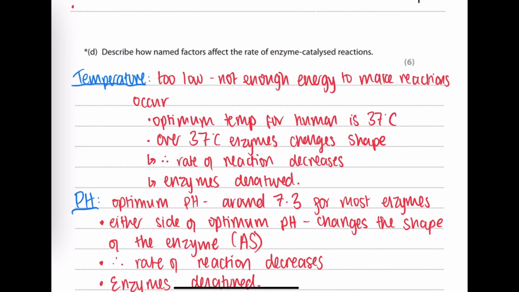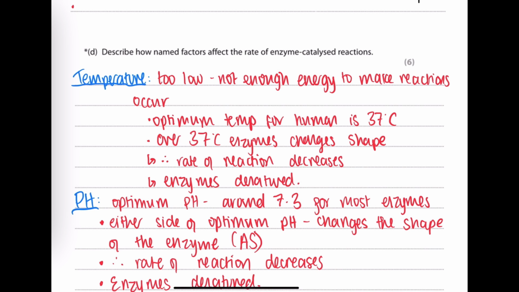D. Describe how named factors affect the rate of enzyme-catalyzed reactions. There are 3 things that affect the rate of enzyme-catalyzed reactions: temperature, pH, and concentration of enzyme and substrate. I recommend that you remember every single one of these because they might not ask it as a 6 marker. This is a really lovely question. They might ask it as a 2 marker, a 3 marker, a 4 marker. So just always remember the points and how each affects it.